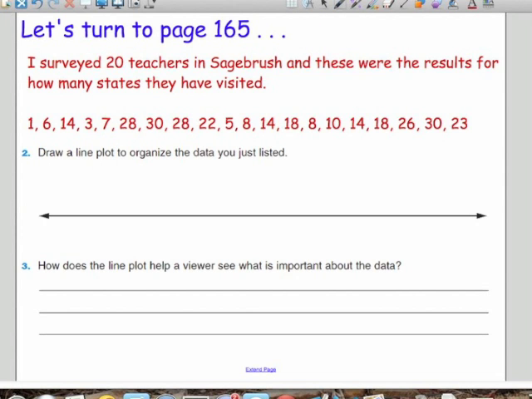Okay? Now, go ahead and look at page 165. Let's pretend that I surveyed 20 teachers in Sagebrush, and these were the results for how many states they have visited. I don't have these numbers in order. You're going to have to put these numbers in order, and like it says on number 2, draw a line plot for this. Then tell me, how does this line plot help a viewer see what is important about this data?